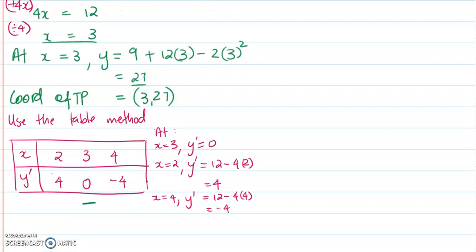Before the stationary point, because this is a positive gradient, it looks like that. A positive gradient line looks like that, a negative gradient looks like that. So what we can say is that the shape is that, which means that it has a maximum turning point.